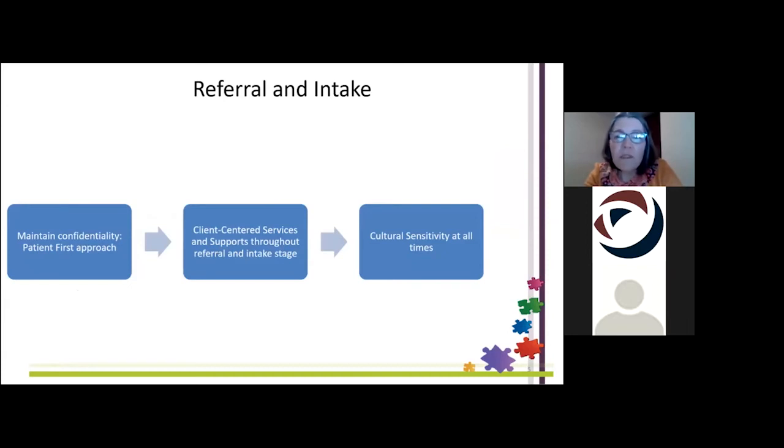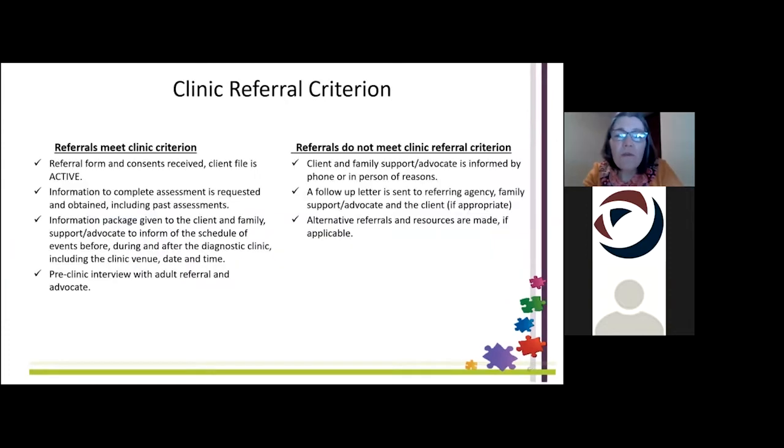Referral and intake is the first stage, and we always look at having a patient-first approach while maintaining confidentiality throughout the process. It's always client-centered and supported throughout the referral and intake stage, and we always make sure that there's cultural sensitivity at all stages of the process. The clinic referral criteria applies both to referrals that meet the clinic criteria set and referrals that don't meet the clinic referral. First stage is having the referral form and consents.